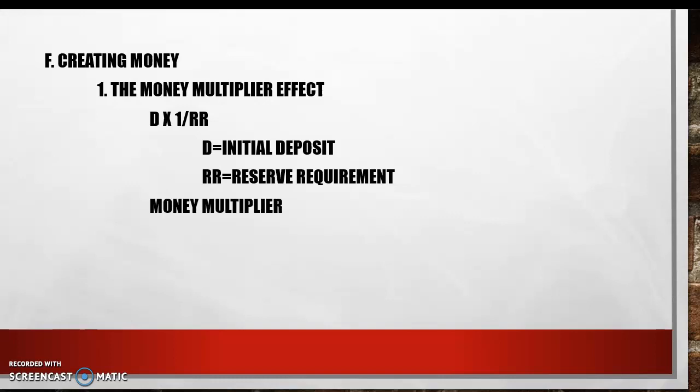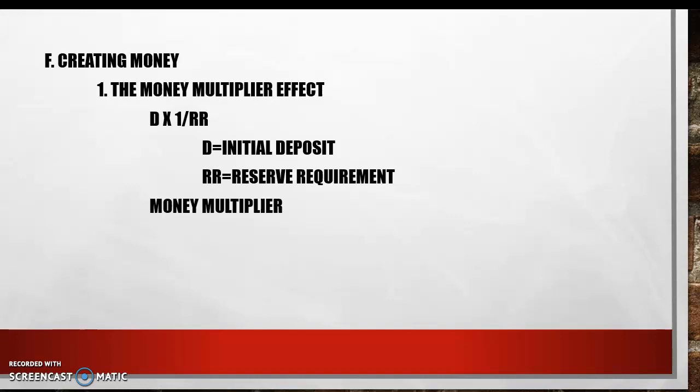Let me give you one more example. Let's say that the initial deposit is $2,000 and the reserve requirement is 8%. All right, you would have 2,000 times 1 divided by 0.08, because again, 8%, and that would equal $25,000.